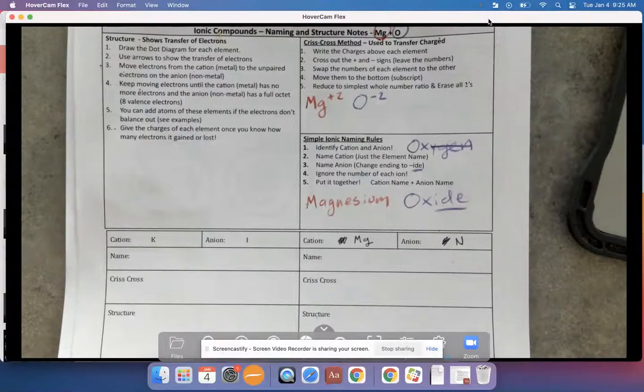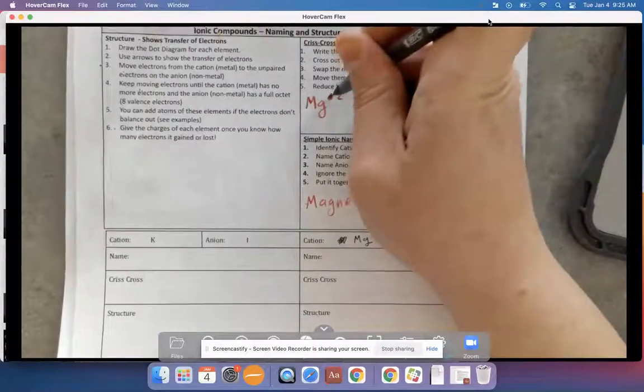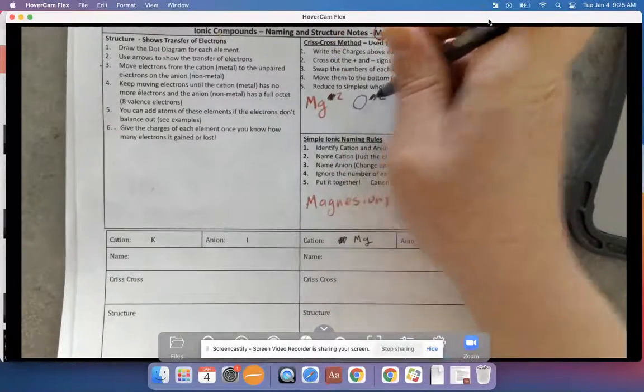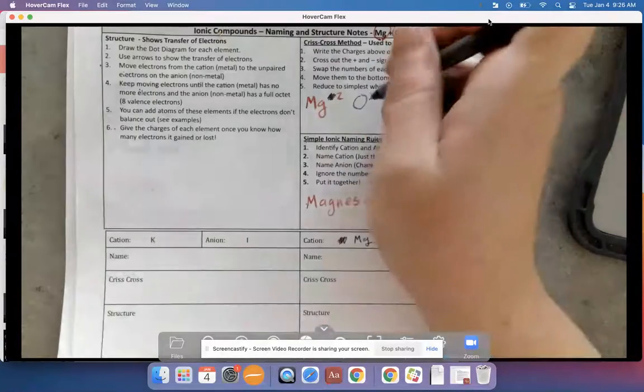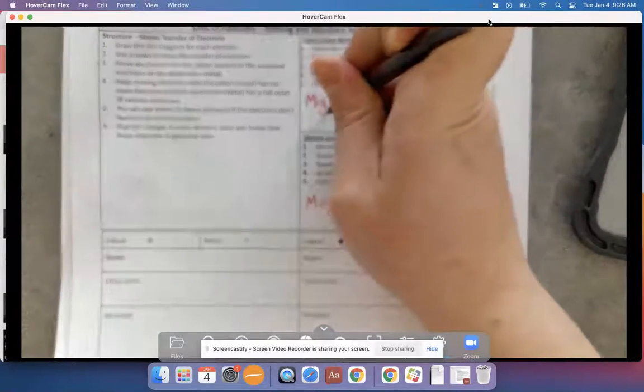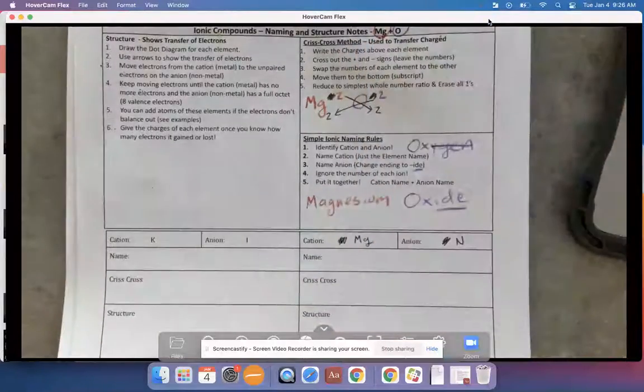Now, we need to find the balanced formula, and that means that we need to make sure that we have the simplest ratio of our positive and negative charges where it still adds up to 0. So the first step is I'm going to cross out the plus sign. I'm going to cross out the minus sign. And now I'm going to crisscross the numbers. I'm going to bring this 2 and put it down here. I'm going to take this 2 and move it down here.